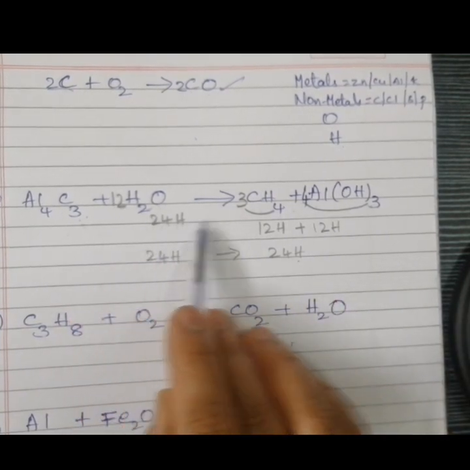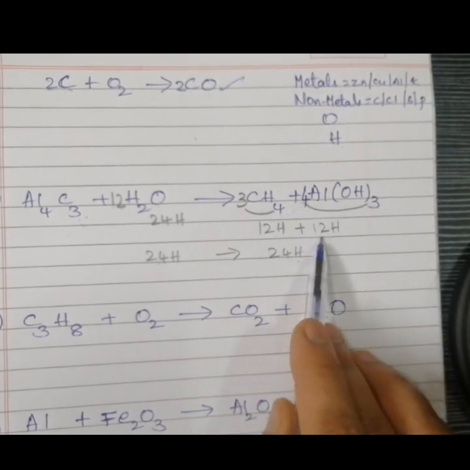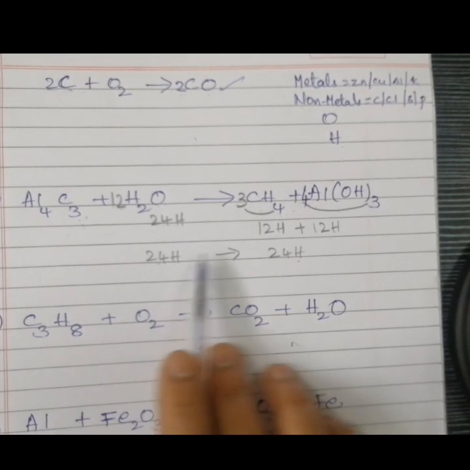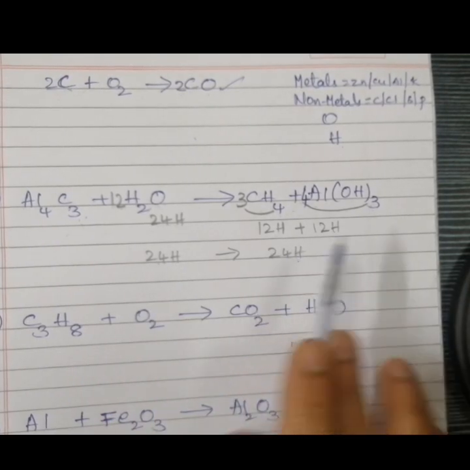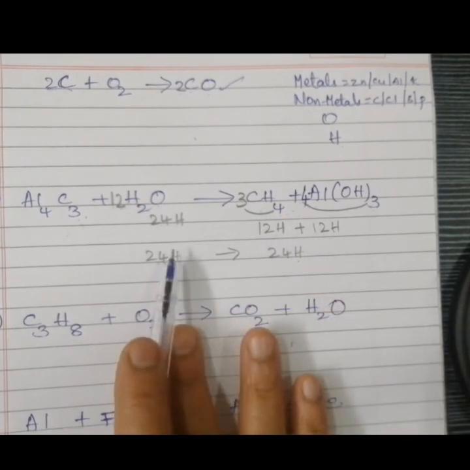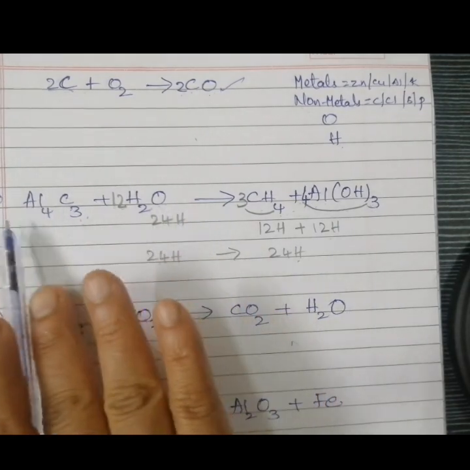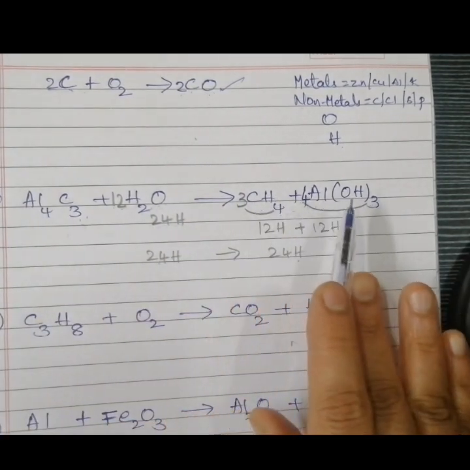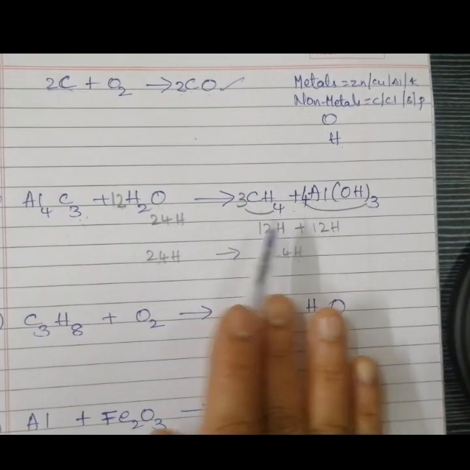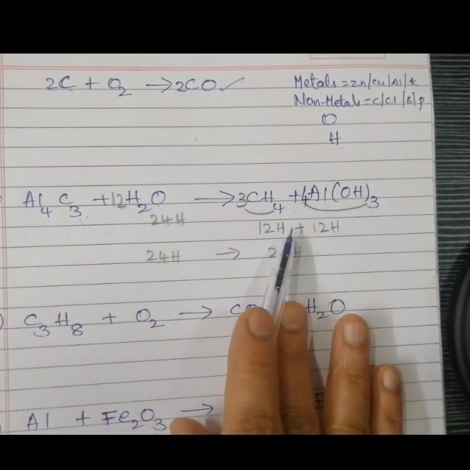How many hydrogens are there? 12 2s are 24 hydrogen. 3 4s are 12 H. And 4 3s are 12 H. 24 hydrogen on the left hand side, 24 hydrogen on the right hand side. So on both the sides, all the elements should be balanced. Metals, non-metals, oxygen and hydrogen on the left hand side, and the same on the right hand side. On both the sides, all the elements are balanced. So this is the balanced chemical equation.